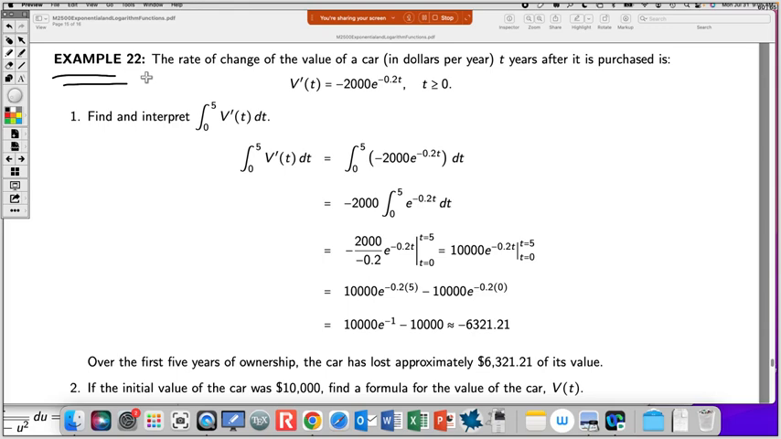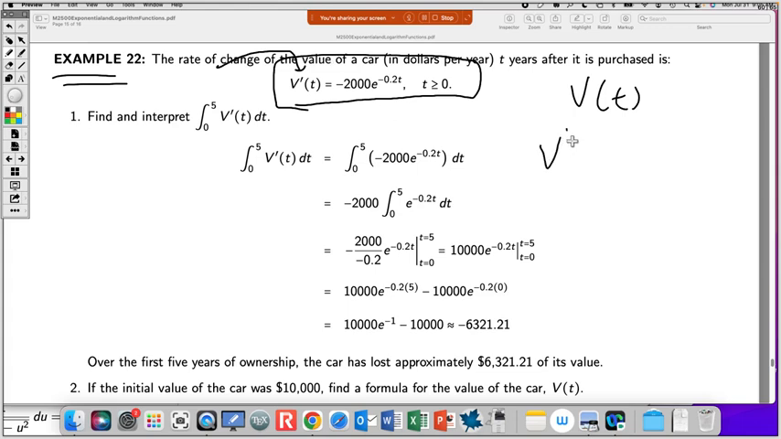final, but it talks about the rate of change in value of a car in dollars per year, T years after its purchase. So notice what they're giving us here is they're not giving us V of T. They're giving us what? The derivative. You follow? So this is telling us the rate of change. So for example, they don't ask for it, but if I look at V prime of 0, what's that equal to here?